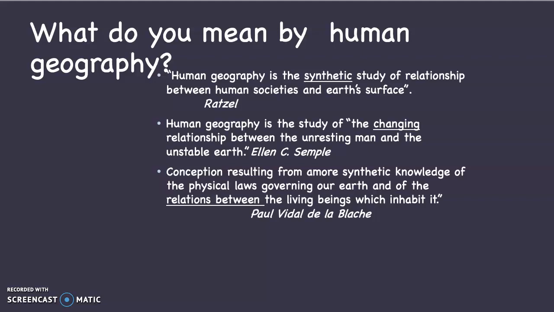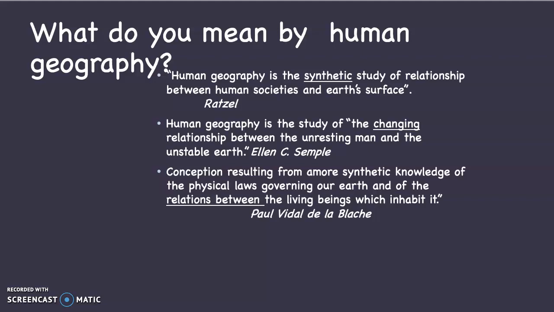In the second definition, Semple talks about the changing dimension of that relationship between the unrestricted man and unstable earth. So Semple concentrates on how the relationship is changing through different time frames, through different spaces.